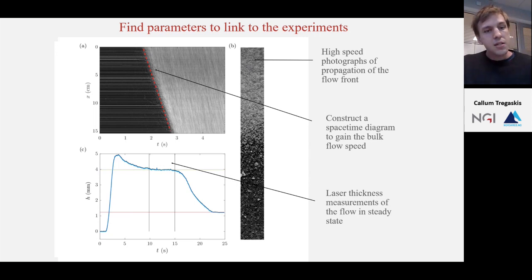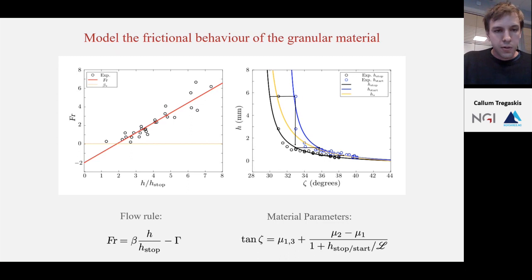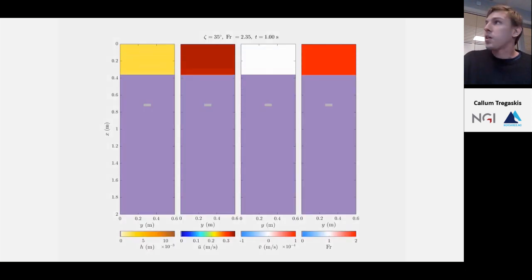And then lastly, what we need to do is model the material so that we can apply our equations. So what we need for that is to do some tests about what the speed of the avalanche is, what the thickness is, and then how it leaves a deposit behind. And so we do that, and then we can apply our model.